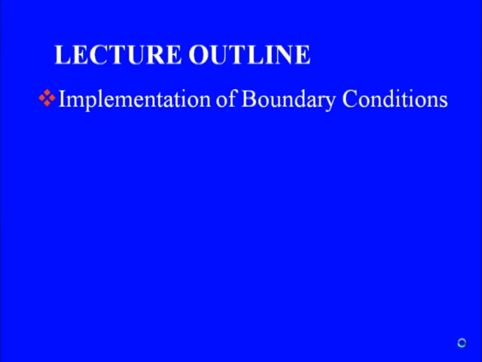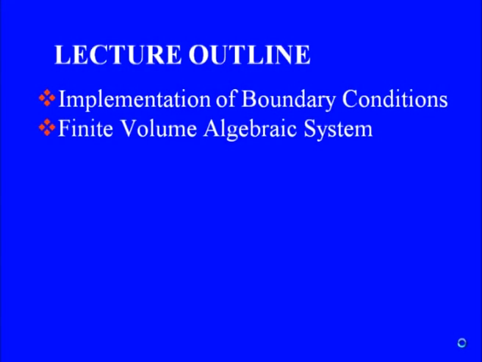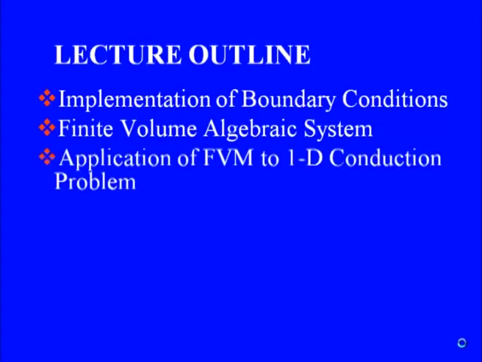Now in this lecture we are going to focus on application of what we learned about finite volume formulation to scalar transport problem, and as a model example we would take one dimensional steady state heat conduction problem. So, outline: we will first have a brief look at the implementation of boundary conditions, and we will just review the characteristics of finite volume algebraic system on a structured grid, and then we will have a detailed look at the derivation and application of the method to 1D heat conduction problem.